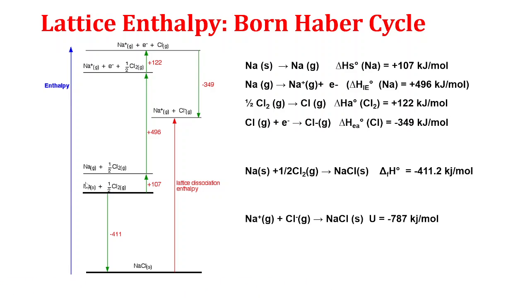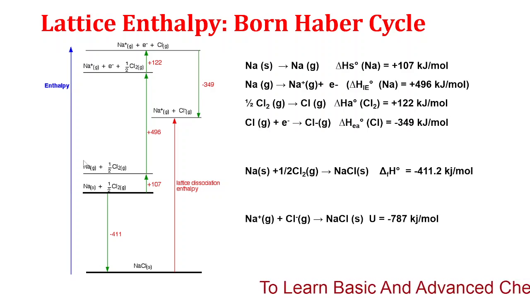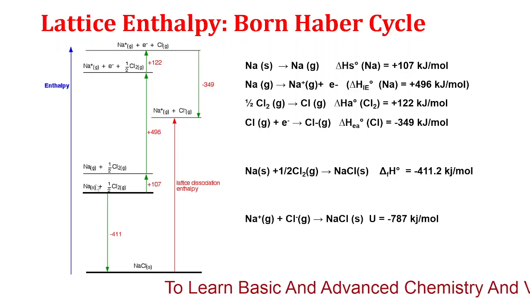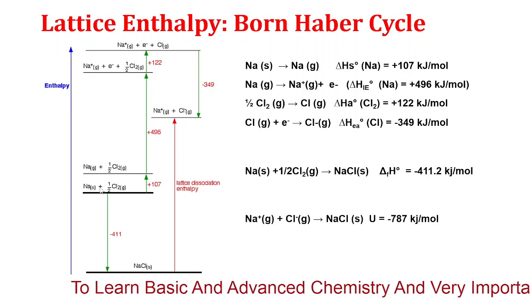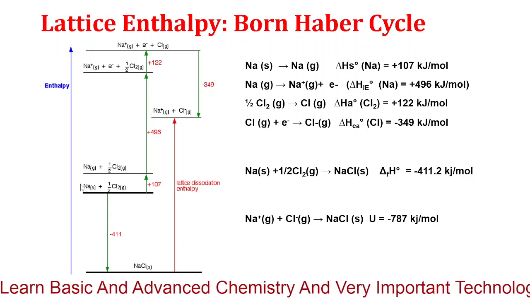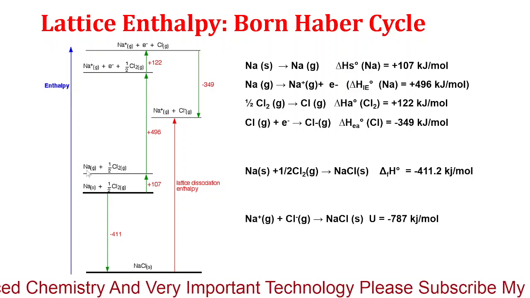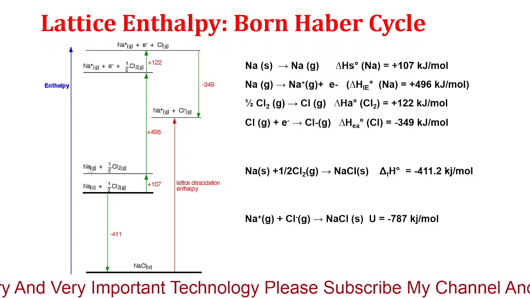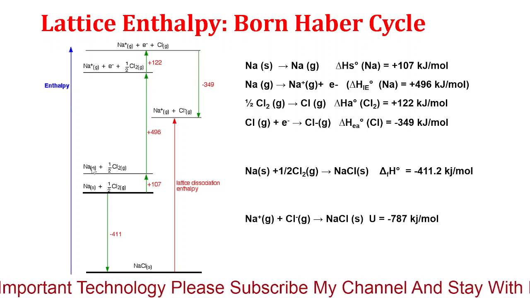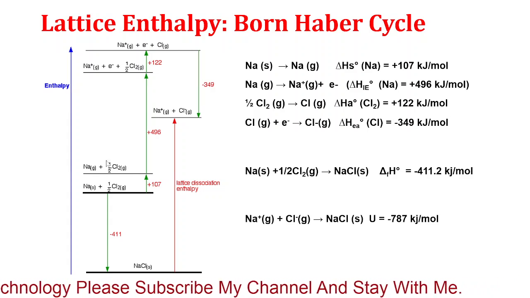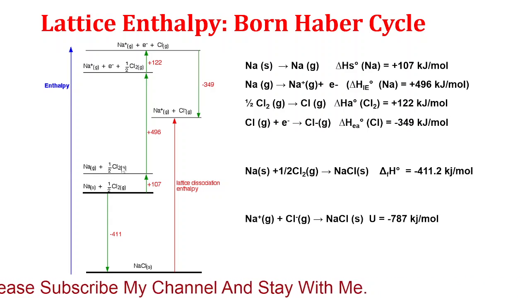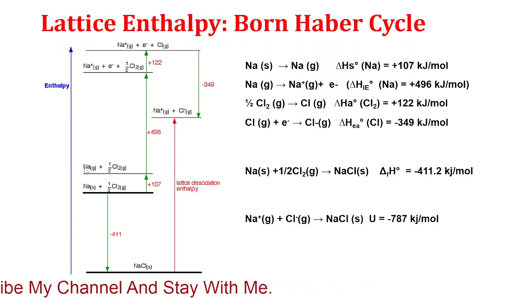Now we want to convert this sodium solid into sodium gas. In that case we need to supply some energy. We need to heat up this sodium solid to gas, that means we need to heat up the system. Now with this sodium gas and the half chlorine gas, we want to remove one electron from this.